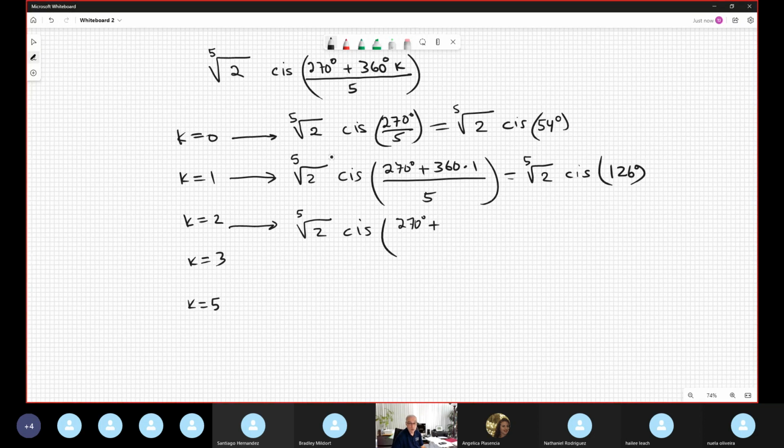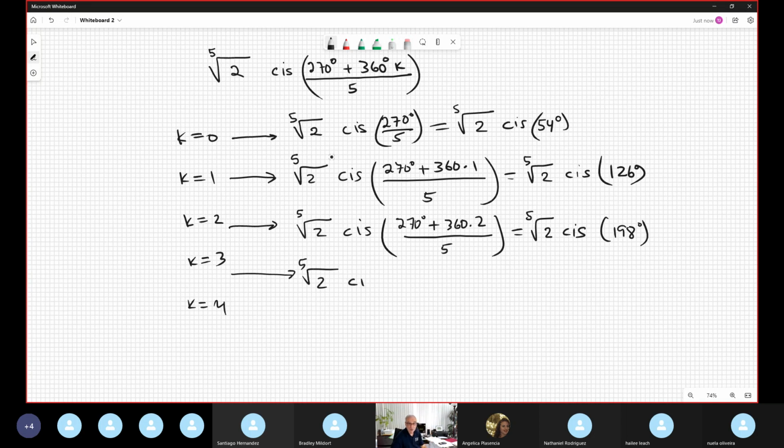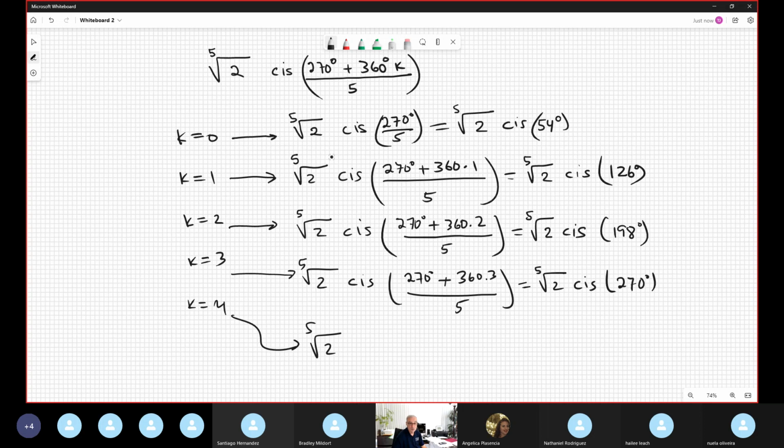270 plus 360 times 2 over 5. Remember, according to the order of operations, you are doing the multiplication first, no? Okay, so it's fifth root of 2 cosine I sine 198 degrees. K3, this is 4, sorry, no, 5. It's fifth root of 2 cosine I sine 270 plus 360 times 3 divided by 5. And the answer is fifth root of 2 cosine I sine. In this case, it's 270. Wow. It's a coincidence.